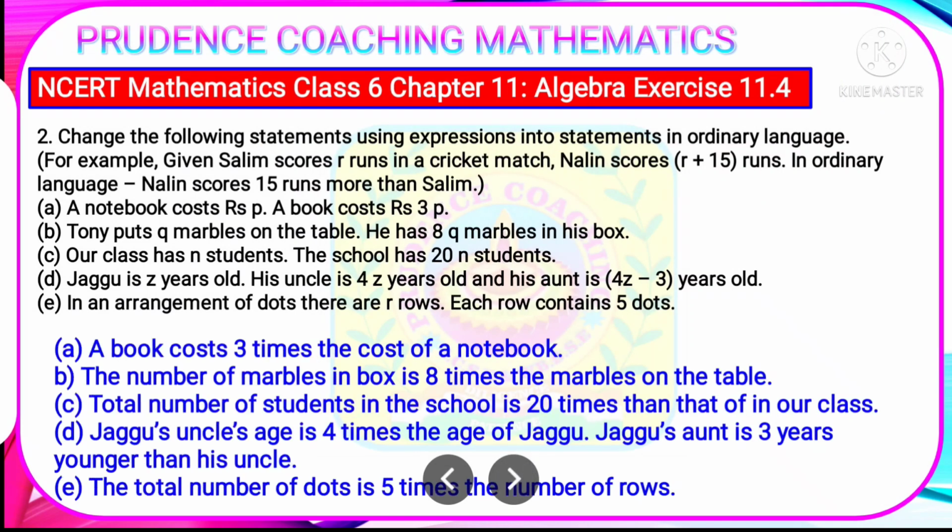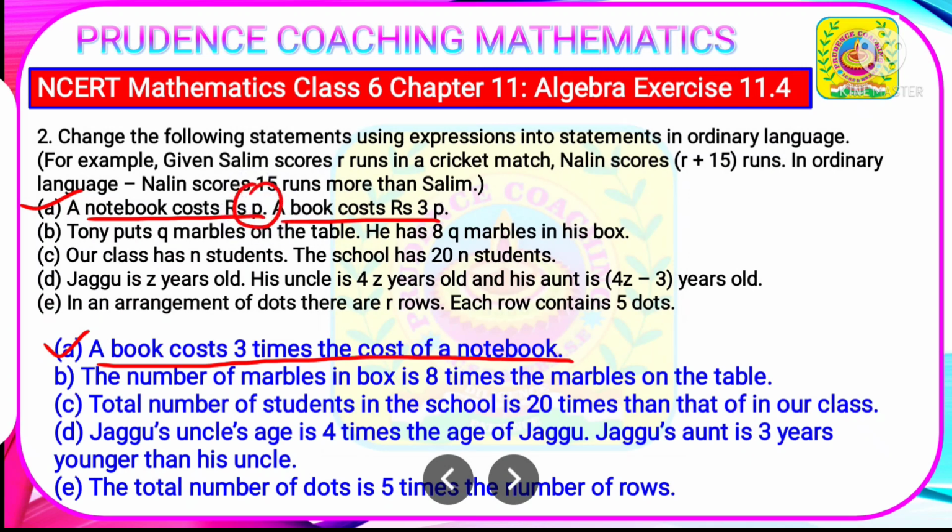So let's start. A notebook costs rupees p. A book costs rupees 3p. So this is written using an expression. You are going to write in ordinary language like this: a book costs 3 times the cost of a notebook. If the notebook is p, then the book will cost 3p, that is 3 times the notebook. So you have written: a book costs 3 times the cost of a notebook.